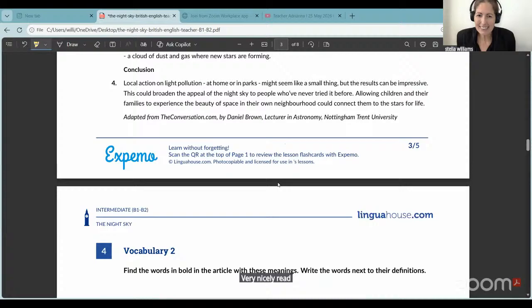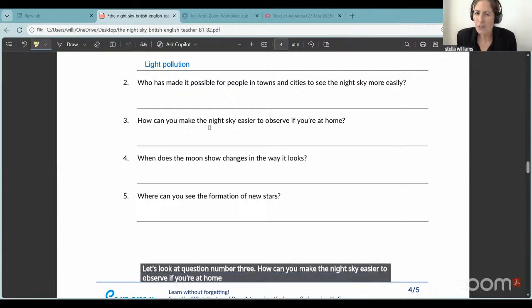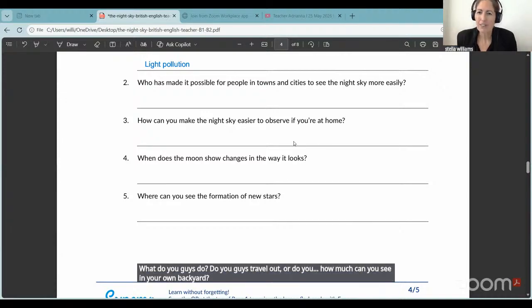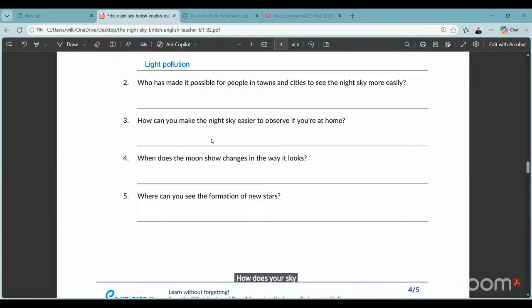Okay, excellent. So let's look at question number 3. How can you make the night sky easier to observe if you're at home? What can we do at home to try and make it so we can see more stars in the sky? What do you guys do? Do you guys travel out, or how much can you see in your own backyard? If you go out into your garden or out into the street, how does your sky look where you live?